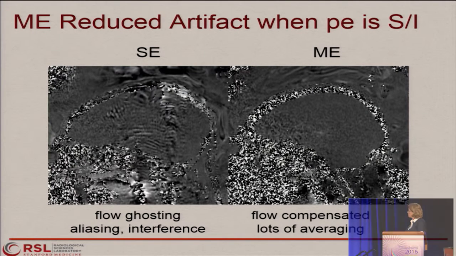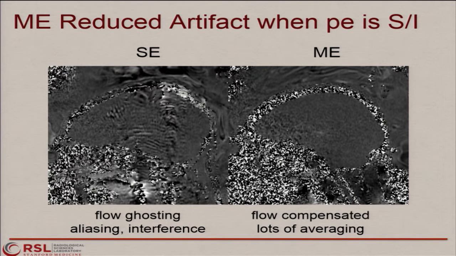And it's just because of the same reason that I showed you, that there are these artifacts in the single echo that are not coming across in the multi-echo. It's a much cleaner image here. Now, again, phase encode is this way, much cleaner image. It's because it's flow compensated and there's lots of averaging.